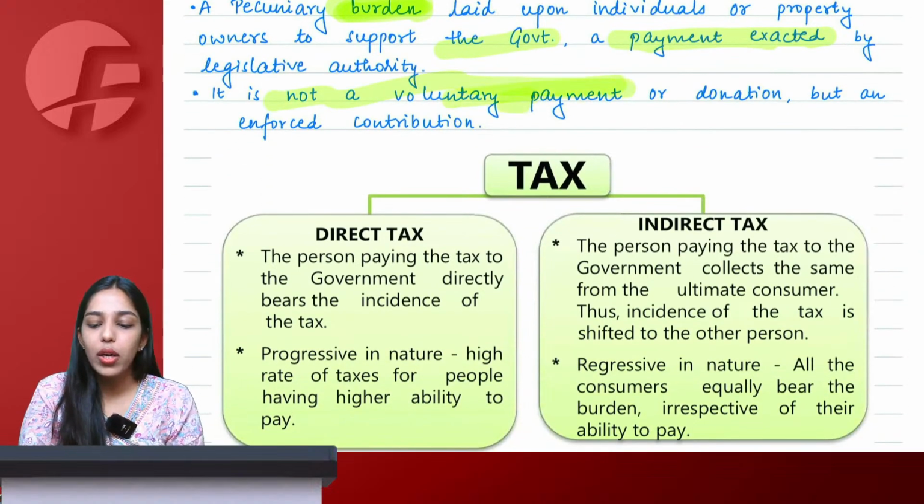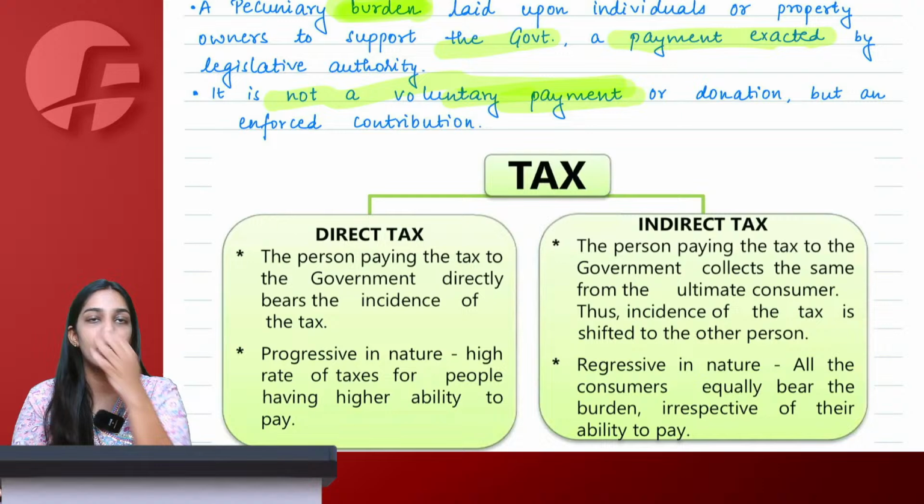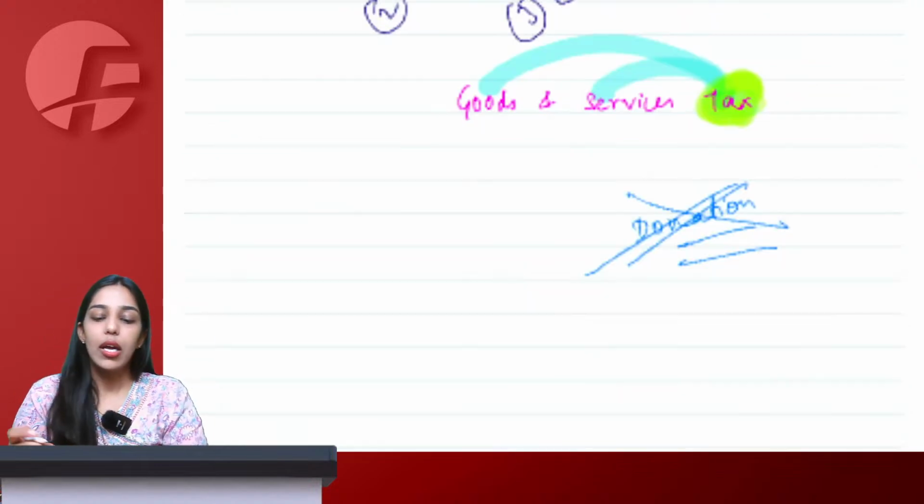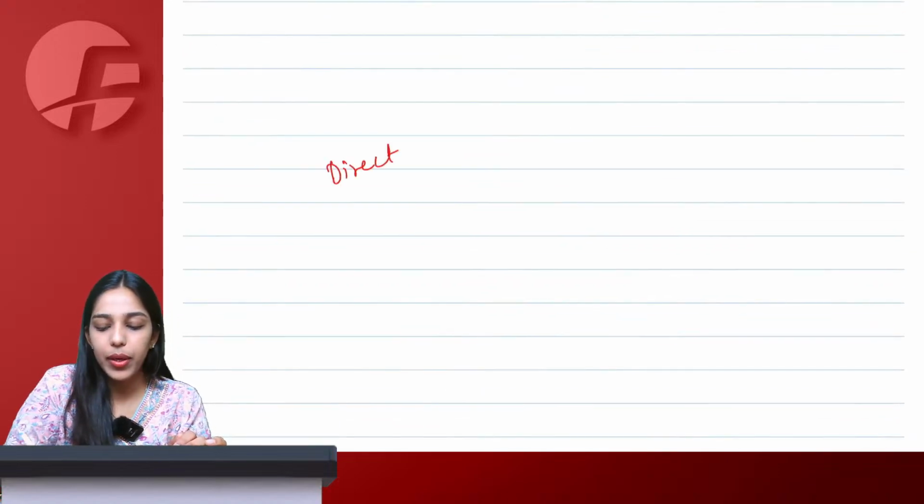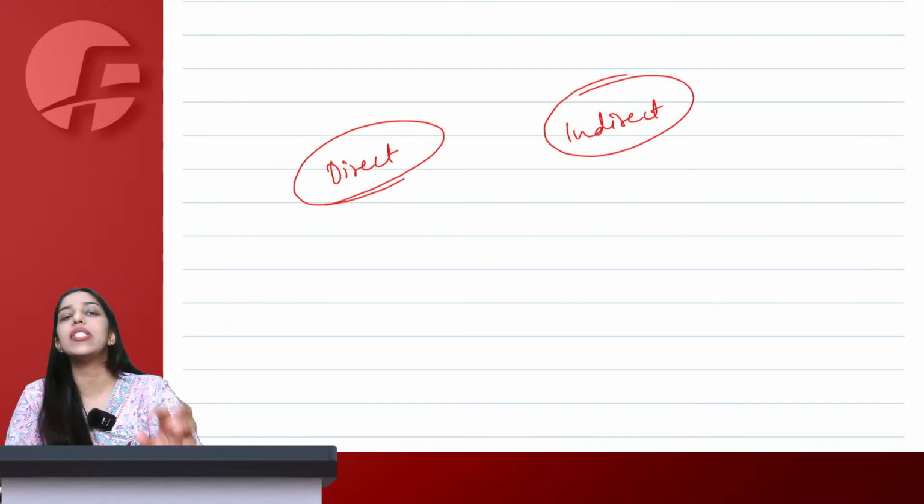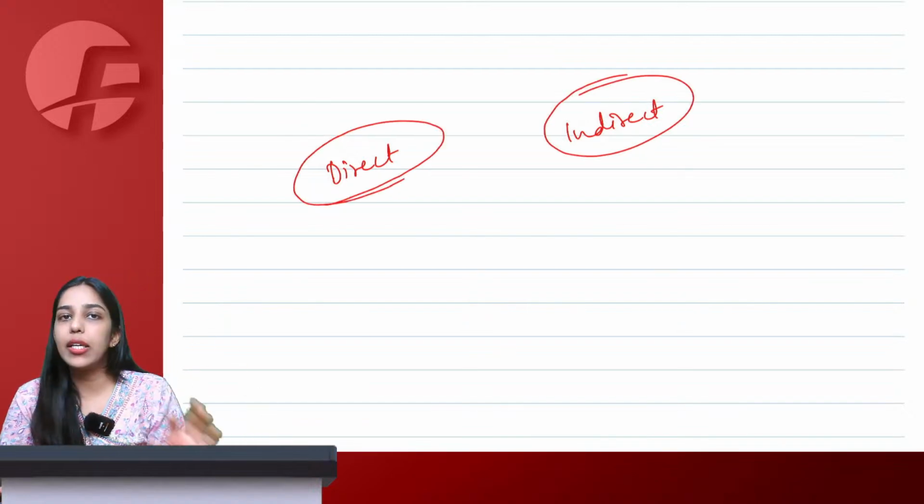It is not a voluntary payment. It is not a donation. It is an enforced contribution. You will have to pay the taxes. Now taxes can be of two types. One is direct tax and one is indirect tax. Now being CA Final students, you obviously understand the meaning of direct and indirect taxes.